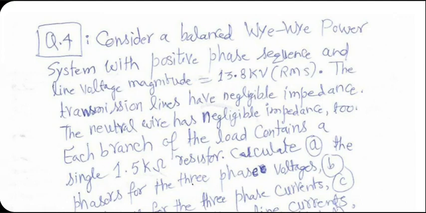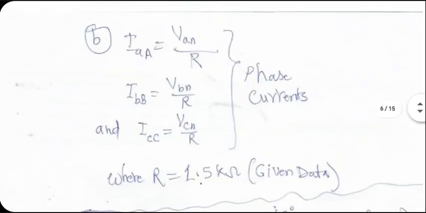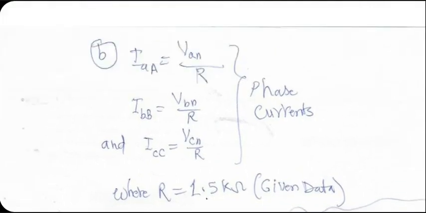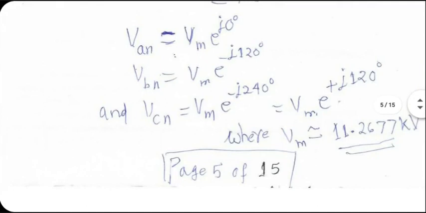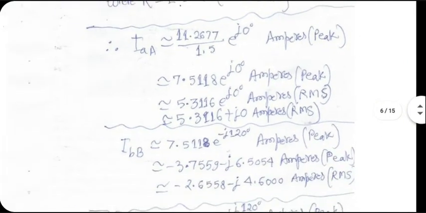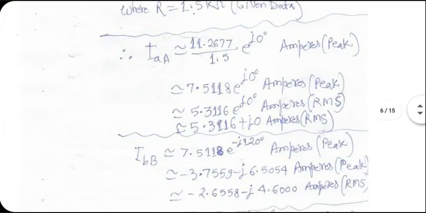Wait a minute. The resistance is 1.5 kilo. Yes. So let's put that in there. And IBB will be VBN divided by R, and ICC will be VCN divided by R. These are the phase currents. VAN, VBN, VCN are all given to you. The magnitudes as well as the phase, both are given. So plug in the values and do the calculations. Before starting calculation, make sure you have done the theory part correct and double check. Otherwise, everything will go wrong.